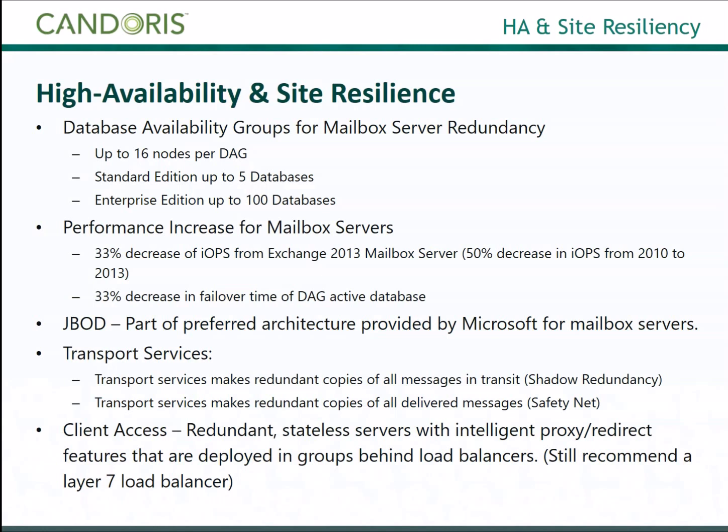High availability of transport services has also been improved with functionality like safety net and shadow redundancy, ensuring that a message is never lost in transport between servers. Client access is also now a stateless function, which opens the door for technologies such as DNS round robin in environments where load balancers are not present. There are still substantial benefits to leveraging a Layer 7 load balancing solution, which we'll review later.